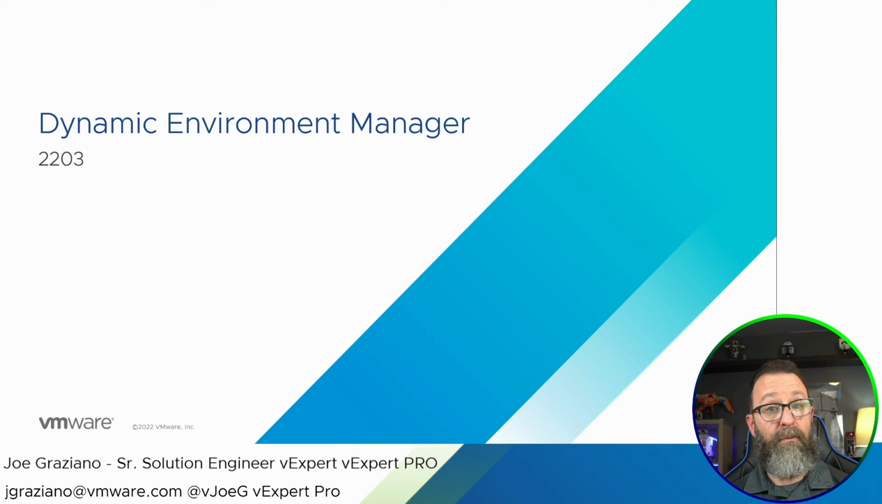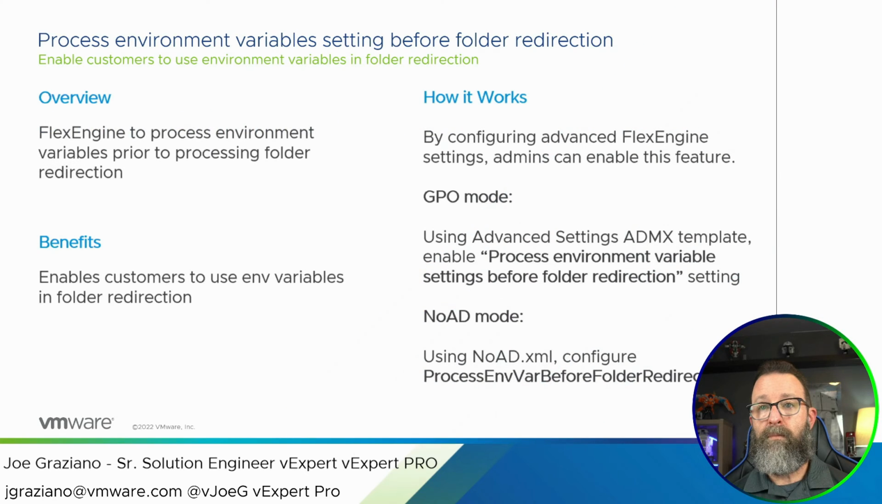Okay, so 2203 for Dynamic Environment Manager. Flex Engine can process environment variables prior to processing folder redirection. Really neat. You can get environment variable processing before you do your folder redirection. So if you need a variable set that folder redirection is going to rely on, in the past that didn't happen, it's now available. And you configure that with either GPO mode, as you can see here under the ADMX template, or in no AD mode, it's set in your XML.